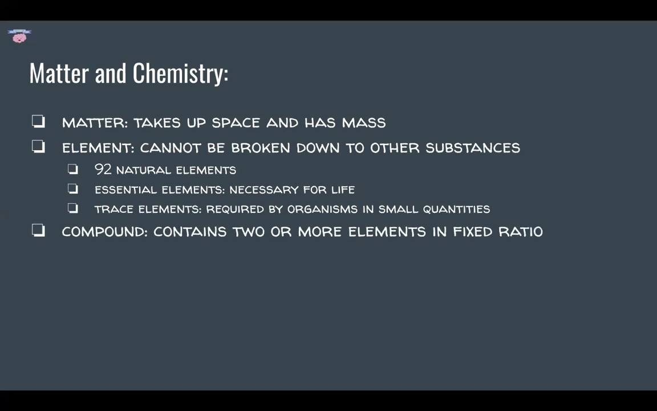A compound is a substance that contains two or more elements in a fixed ratio. So water, which as you'll see can be written by the formula H2O, is a compound because H is hydrogen, O is oxygen. So the fixed ratio is two hydrogens to one oxygen. Technically, it can also be written as H4O2, but this is less common because we usually want to keep it the smallest ratio possible. A compound has different characteristics than the elements it's made of.